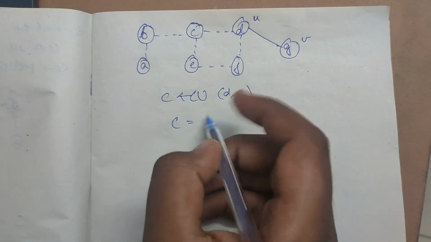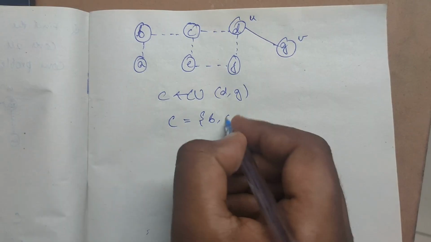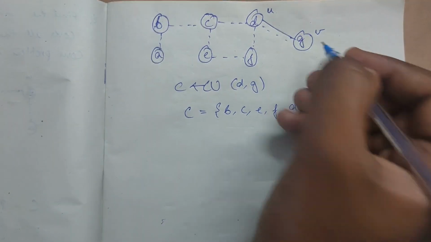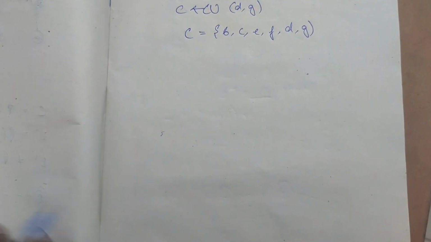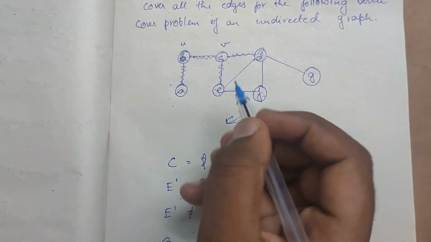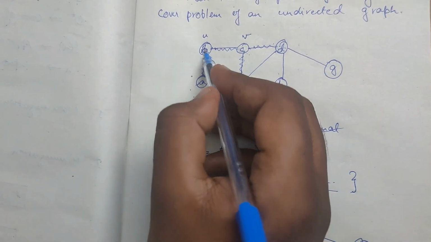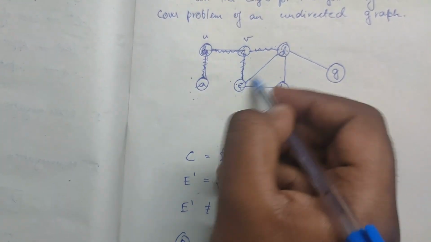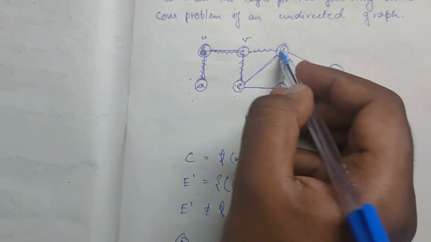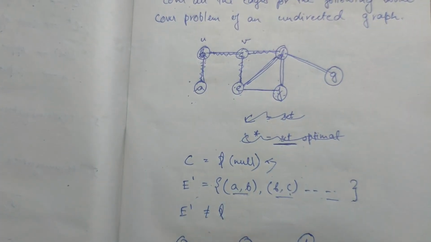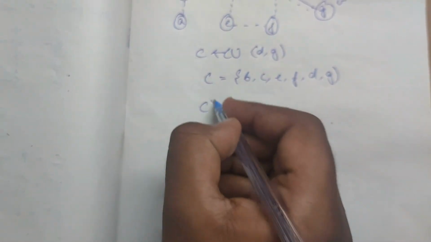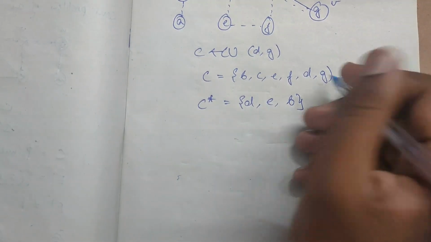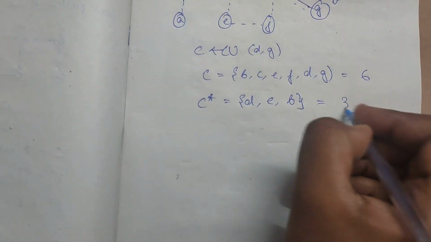Now your set C becomes B, C, E, F, D and G. Now your whole graph is covered. But if you have a look at this graph closely, what you will see is the optimal solution would be B, E and D. If you select B, then this edge is covered, this edge is covered. If you take E, this one is covered, this one is covered and this one is covered. And if you take D, this and this is covered. So the optimal solution, which is nothing but C star, would be B, D and E. Okay, so now C would be 6 and C star would be 3.